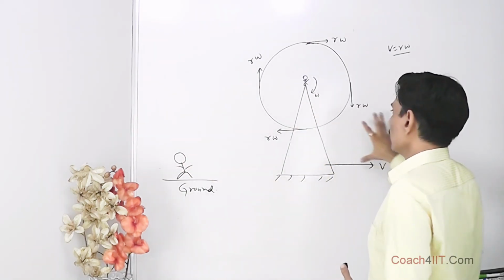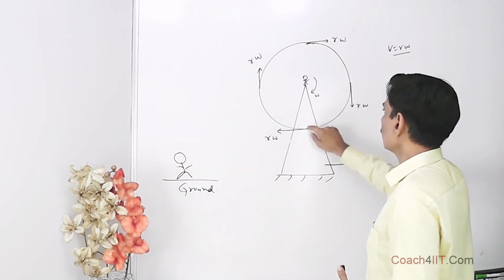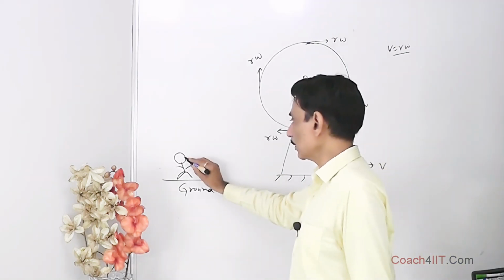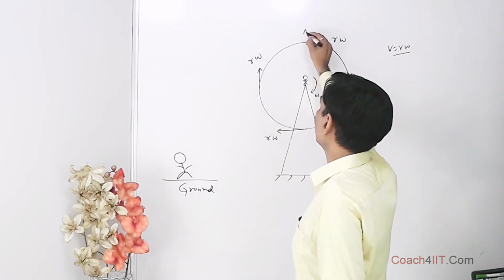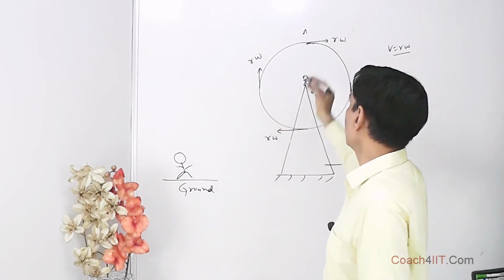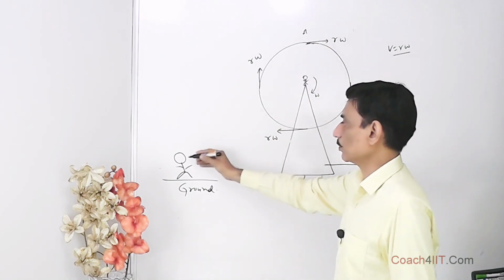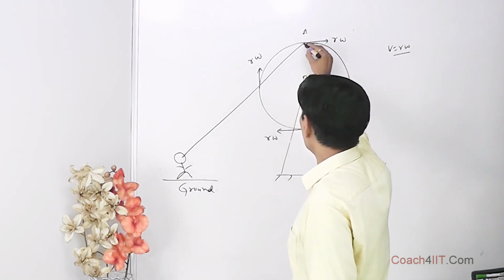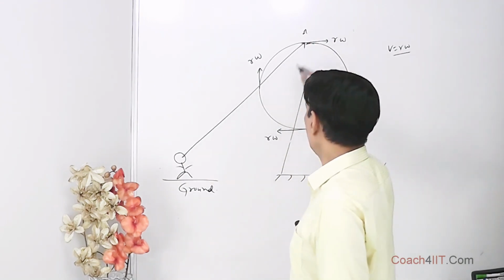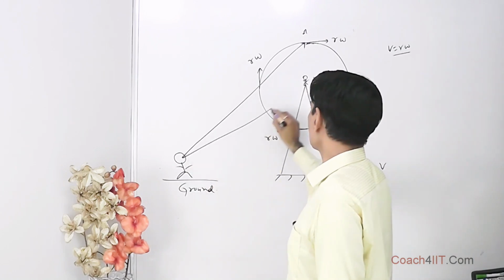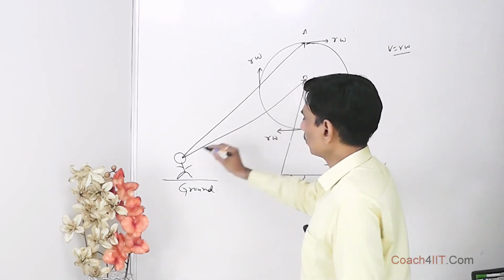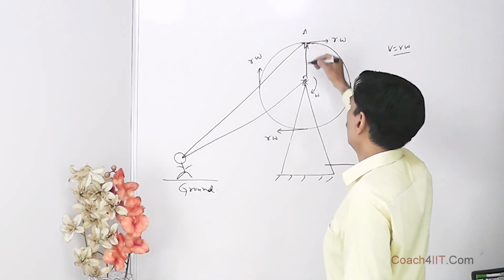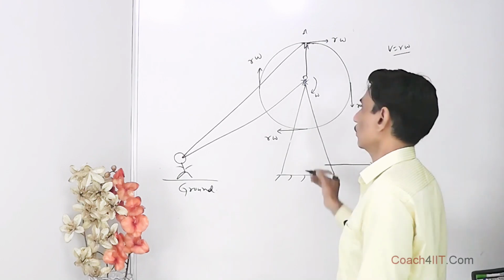When this starts moving in this direction, the velocities of these points will remain the same with respect to this person. But with respect to the ground, suppose we have to find the velocity of this point A. How do we find it? We can use the triangle law of vector addition. The velocity of point A with respect to the person on the ground is the velocity of the mount with respect to the ground plus the velocity of point A with respect to the person on the wheel, axle or mount.